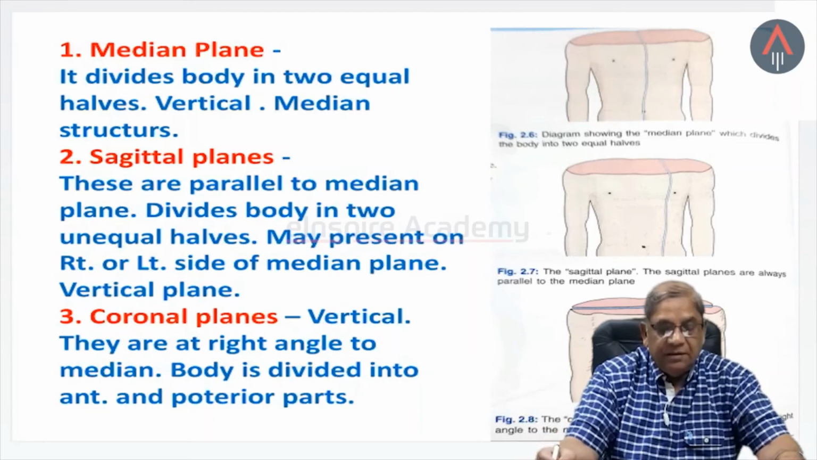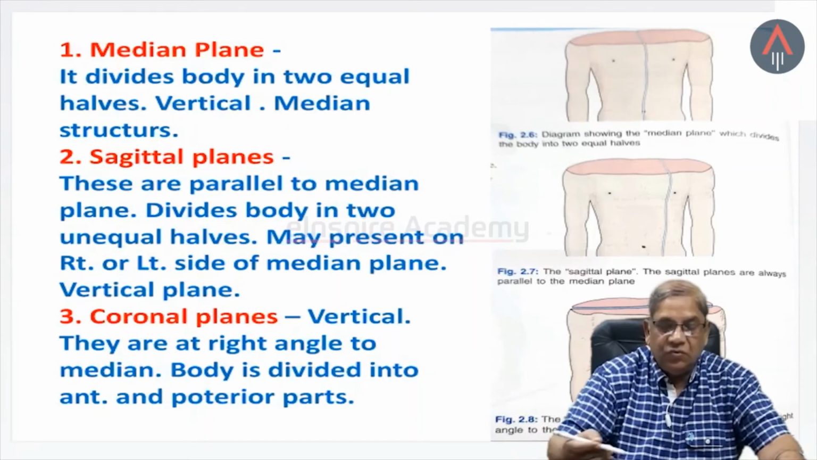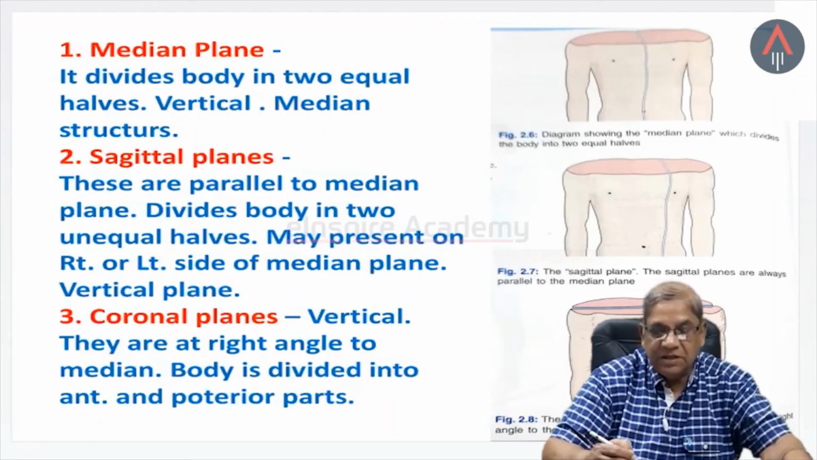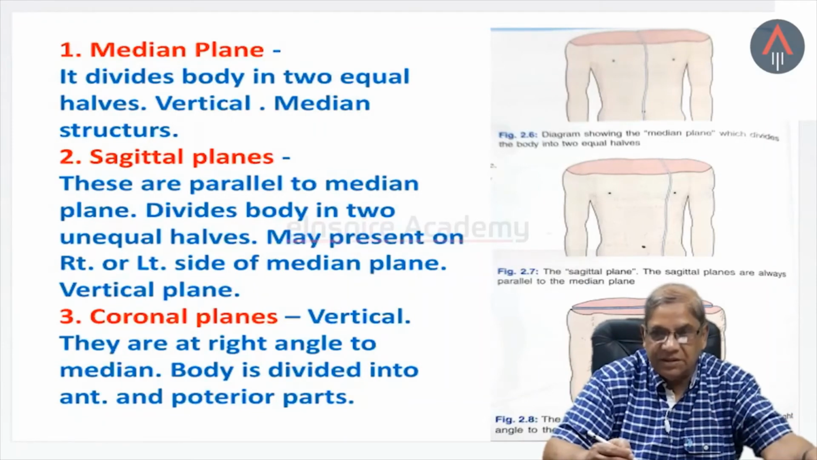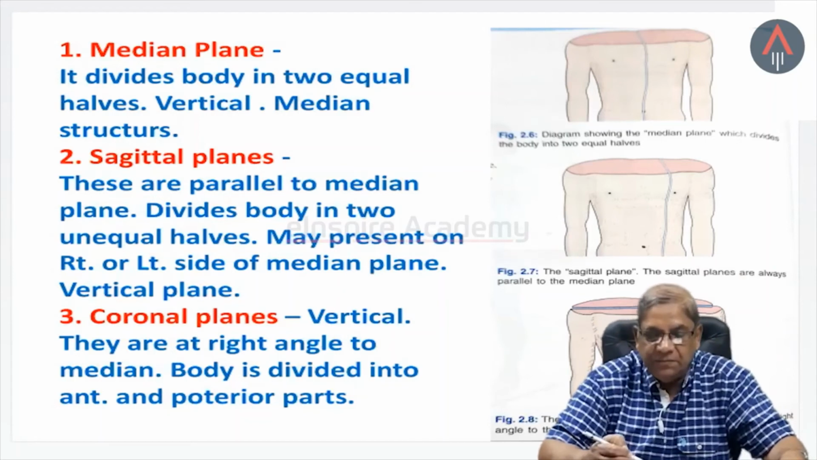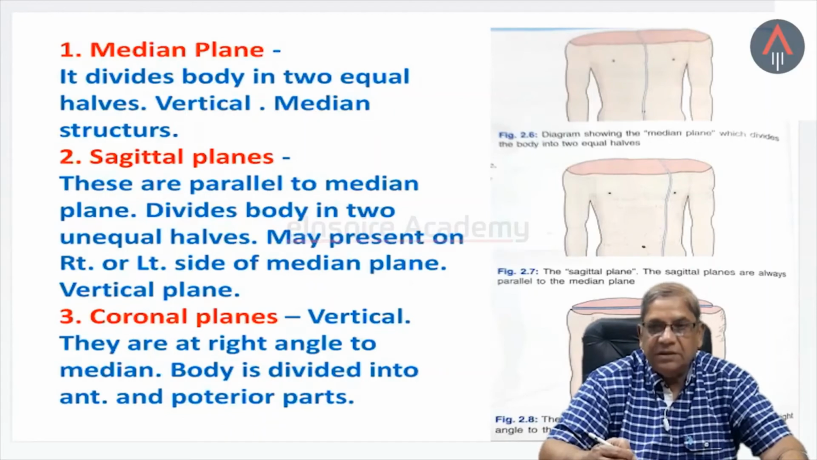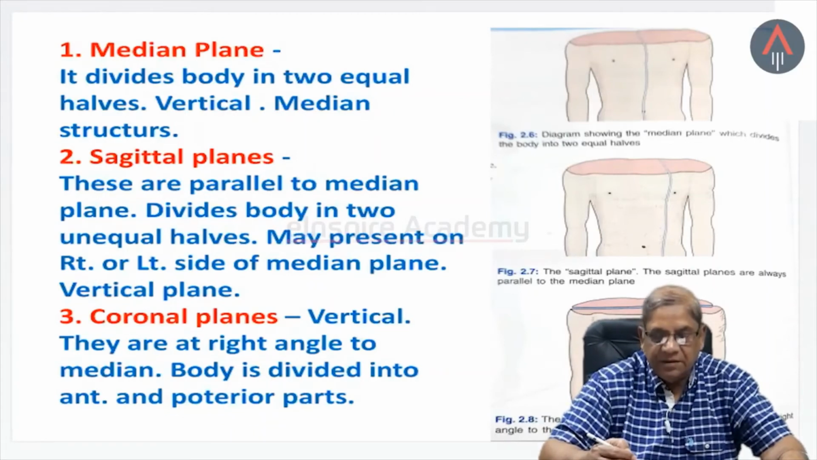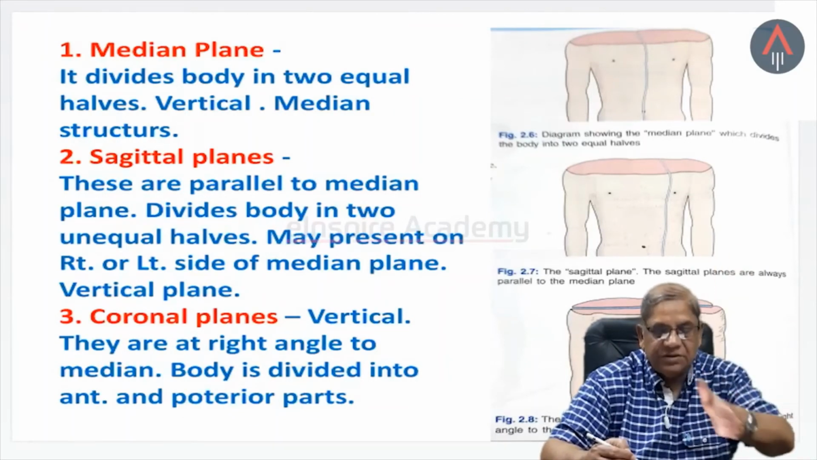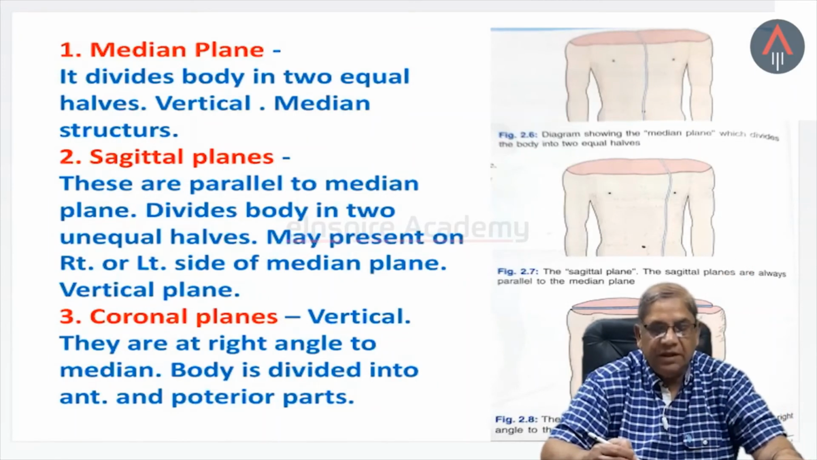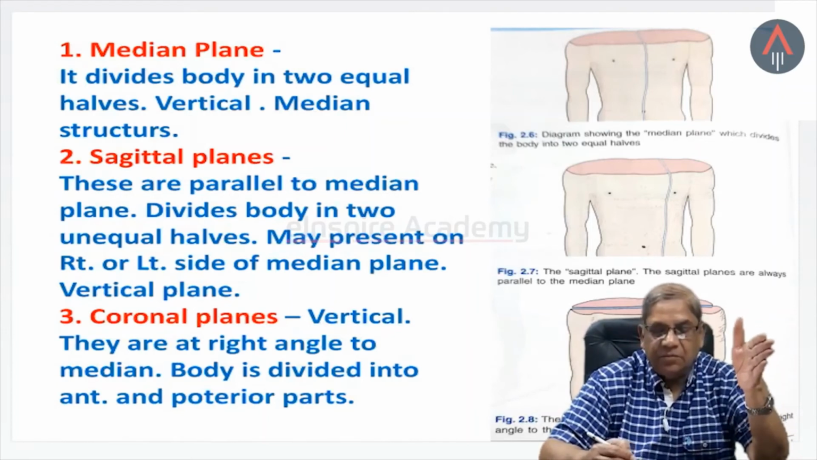This plane divides the body into two equal halves. See the upper diagram: though it is drawn with the upper portion cut horizontally, don't imagine that. This plane passes right from the head, and that is just to show how deep it is going. It is a vertical plane which goes downward.